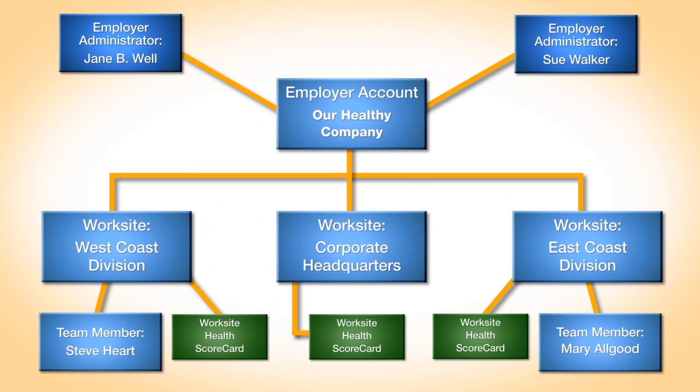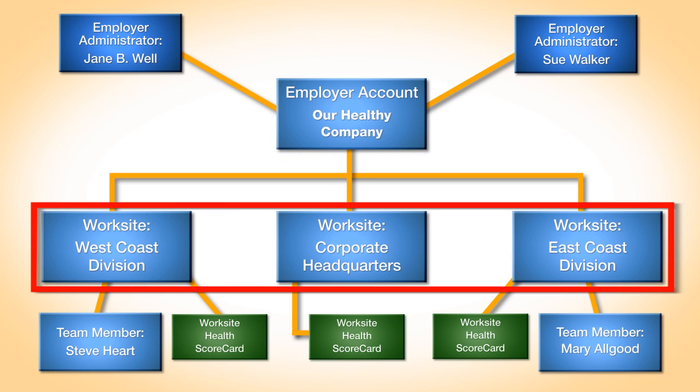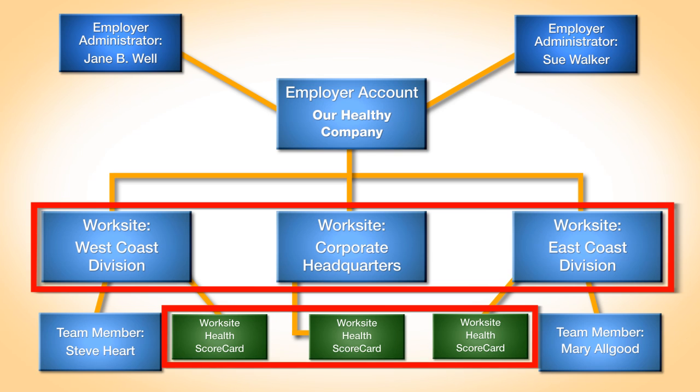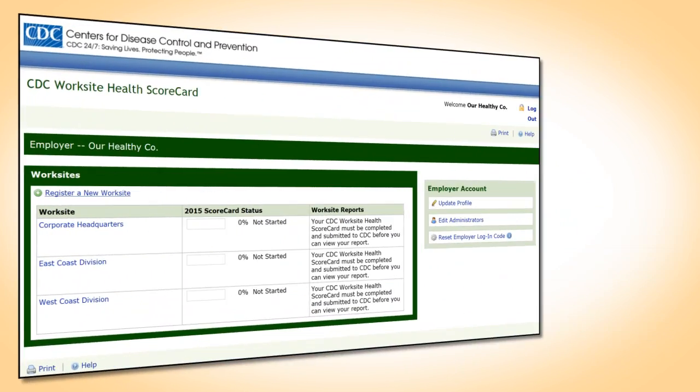We will follow the fictitious employer, Our Healthy Company, as staff complete a scorecard. An employer account must have at least one worksite to access the CDC Worksite Health ScoreCard. As this chart shows, there are 3 worksites for Our Healthy Company, and there is a Worksite Health ScoreCard associated with each worksite.